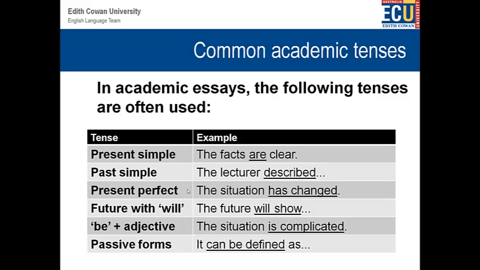We use be and adjective to describe something, to talk about something using an adjective. We also use passive forms to talk about a situation where the subject can't do it itself. It needs to be done by the object.